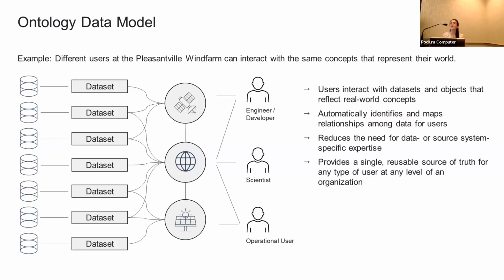So really the goal of this ontology data model, across a group of many different varied user classes, is to provide greater context to every user and to make the relationships between all of their activities more obvious.